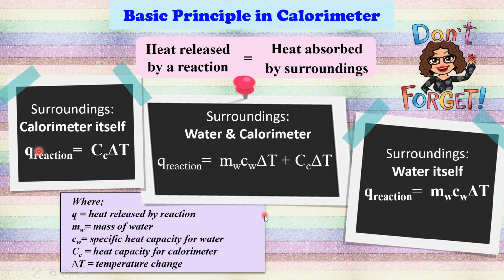So please remember, if the surrounding is only calorimeter, you will get this formula. Q reaction is equal to CC delta T. If water and also calorimeter, you will get this formula: Q reaction is equal to MW CW delta T plus CC delta T. And if only water, Q reaction is equal to MW CW delta T.